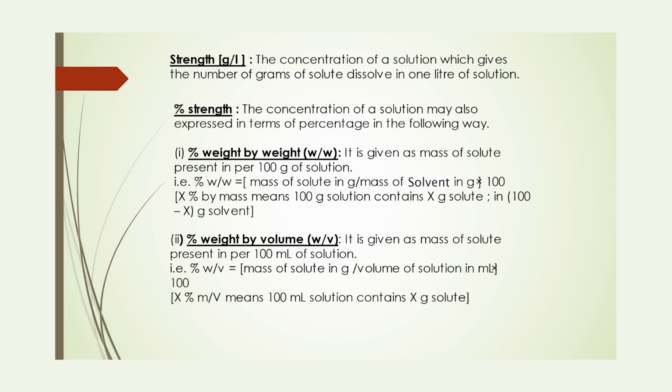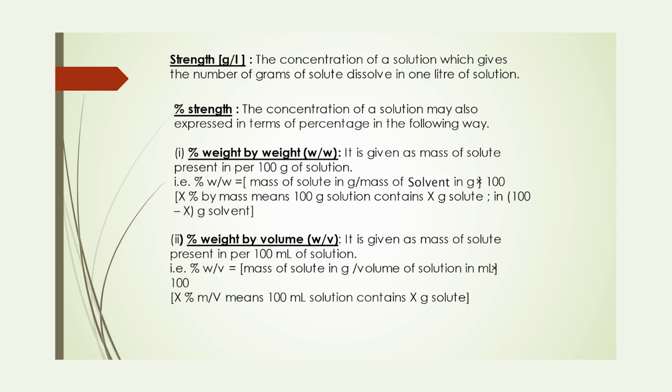The very first one is strength. It is denoted in gram per liter. It means the amount of solute in gram dissolved in 1 liter of solution. For example, 1.5 gram NaCl is dissolved in 100 ml water. Calculate the strength of the solution in gram per liter. Here, mass of solute is 1.5 gram. Volume of solution is given in ml, that is 100 ml, and when we divide it by 1000, we are converting it into liter. So, it comes to 0.1 liter.